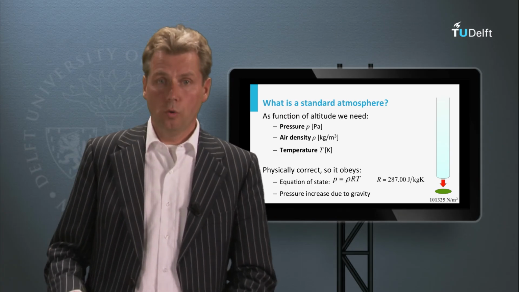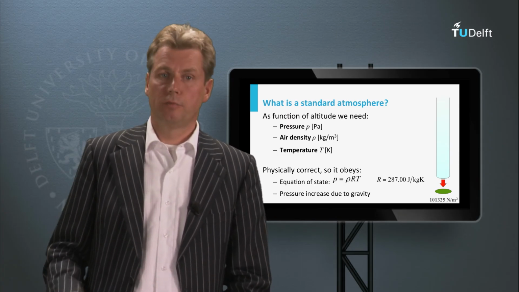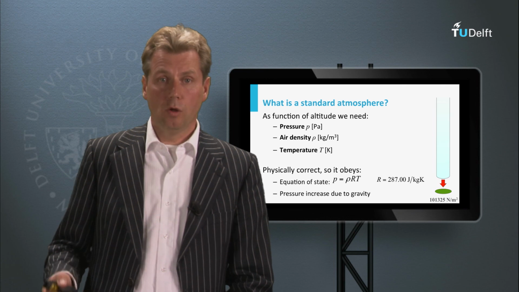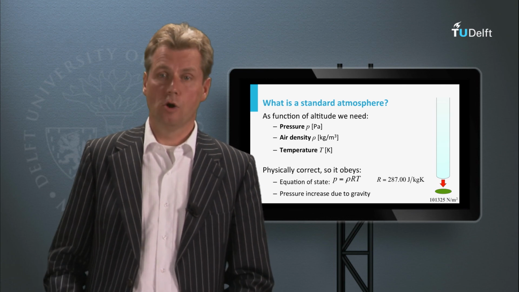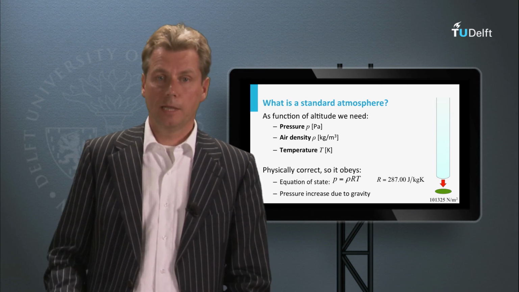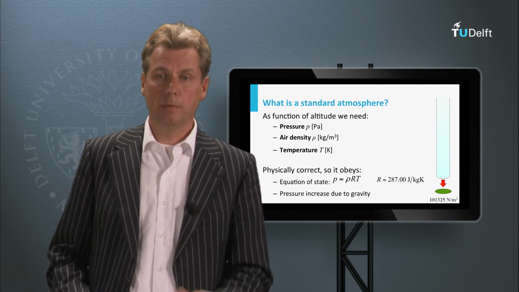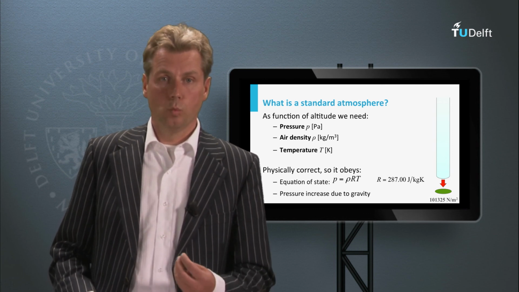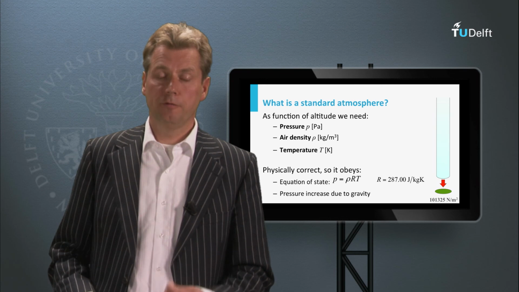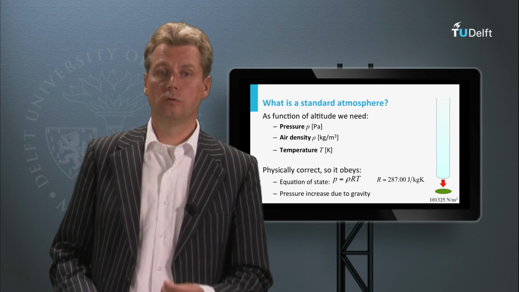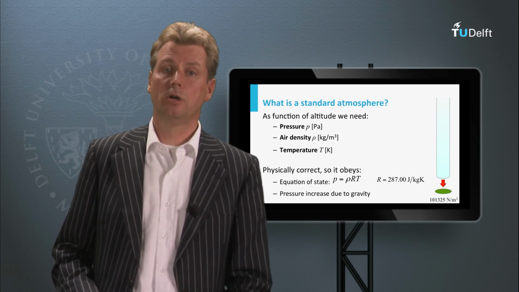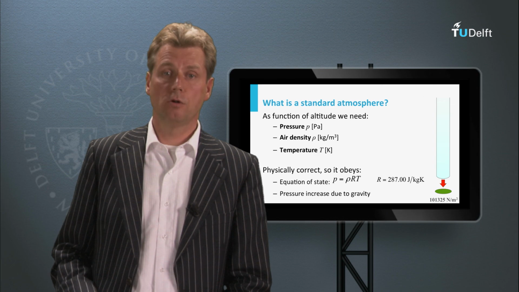This means also that all the parameters, the density, the pressure, the temperature, they all vary if you go up, and it all has to obey physics. But let's use this last assumption, that the pressure increase is merely the result of the weight of the air on top of it. Let's use this to find the second physical law to which our model atmosphere needs to obey.